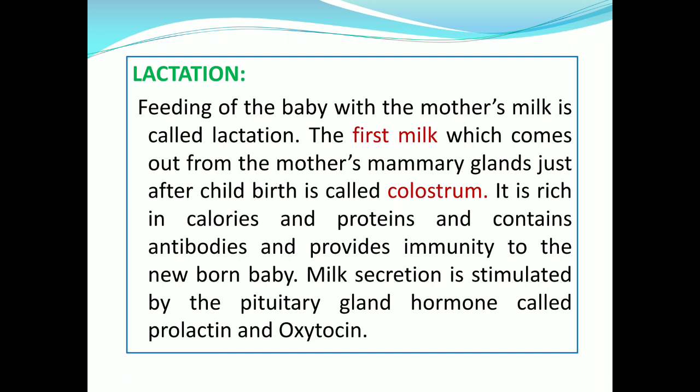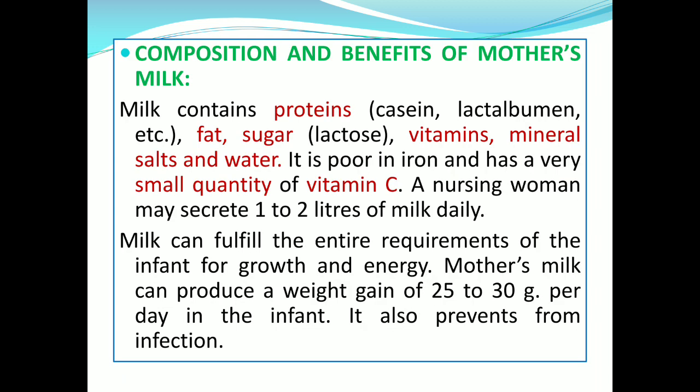Prolactin and oxytocin hormones are responsible for milk secretion. Now let us see what are the composition and benefits of mother's milk. The composition of milk is protein, fat, sugar, vitamins, minerals, salts and water. A small quantity of vitamin C is also present, but the mother's milk is poor in iron. 1 to 2 liters of milk is secreted daily by a nursing woman.